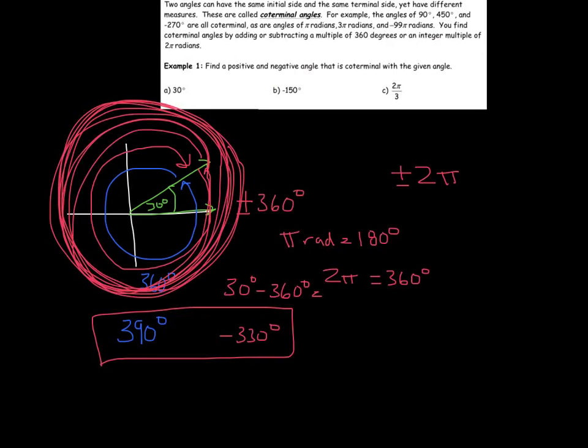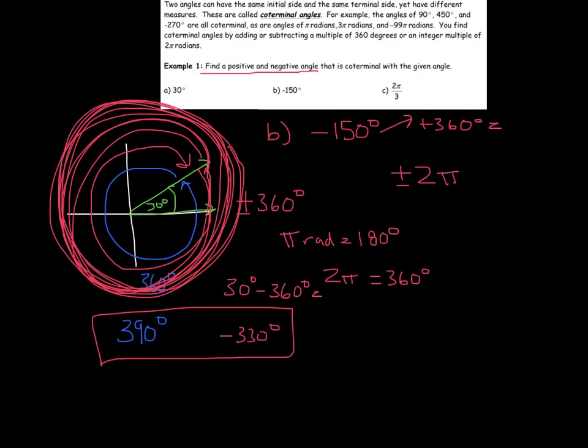All right, so let's go ahead and do letter B real quick, and then we'll jump into letter C. Letter B, we have an angle, negative 150. We say, well, how do we get the coterminal angles? It says find one that is positive and one that is negative. Okay, so to find the positive one, we add 360.